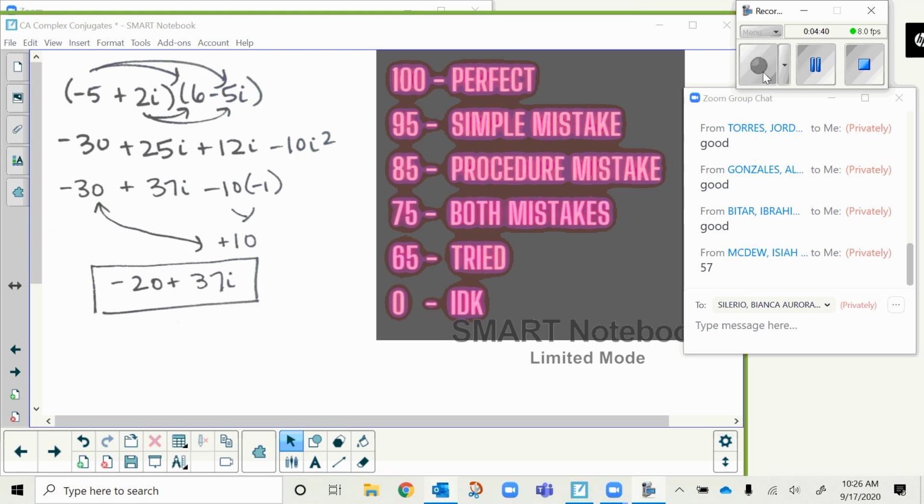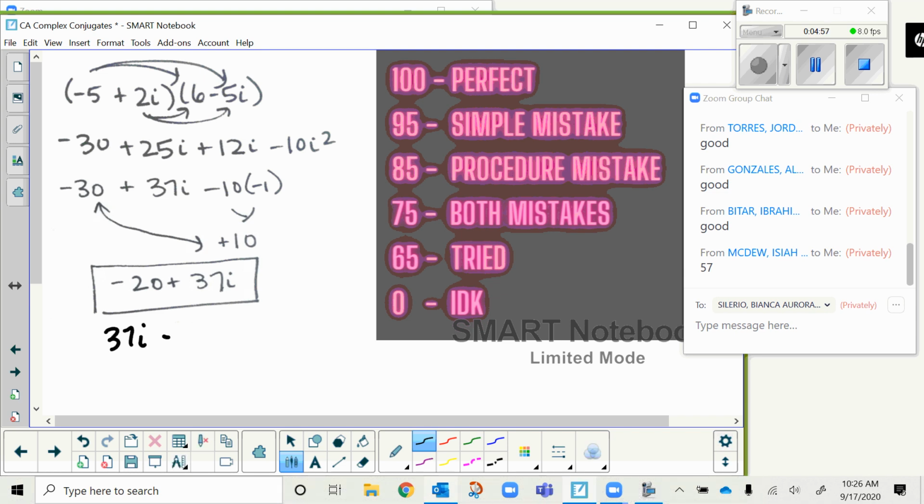Yes. So that is a great question. Mathematically, this answer is the same as my answer. However, I will take it for a 100.